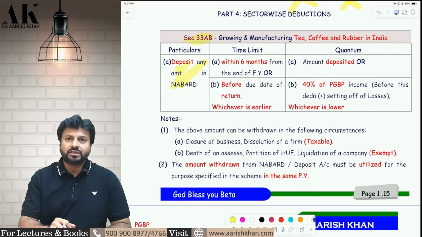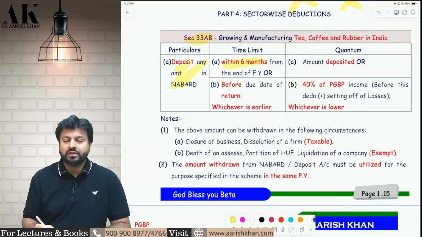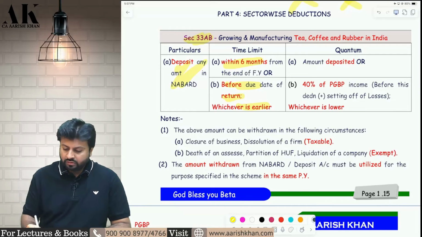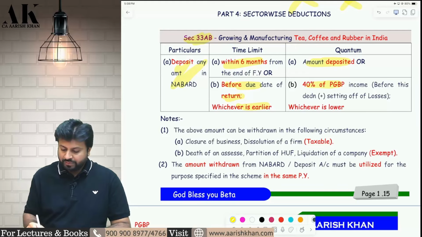By when should I deposit the amount in NABARD? You should deposit the amount in NABARD within 6 months from the end of the financial year. Okay, so the financial year ends on 31st March 2025. So you have to deposit till 30th September or before the due date of filing of return, whichever is earlier. Now the most important question, how much deduction am I going to get? You are going to get a deduction of the amount deposited or 40% of your PGBP income, whichever is lower, and your PGBP income should be before this deduction and before setting off of the losses.